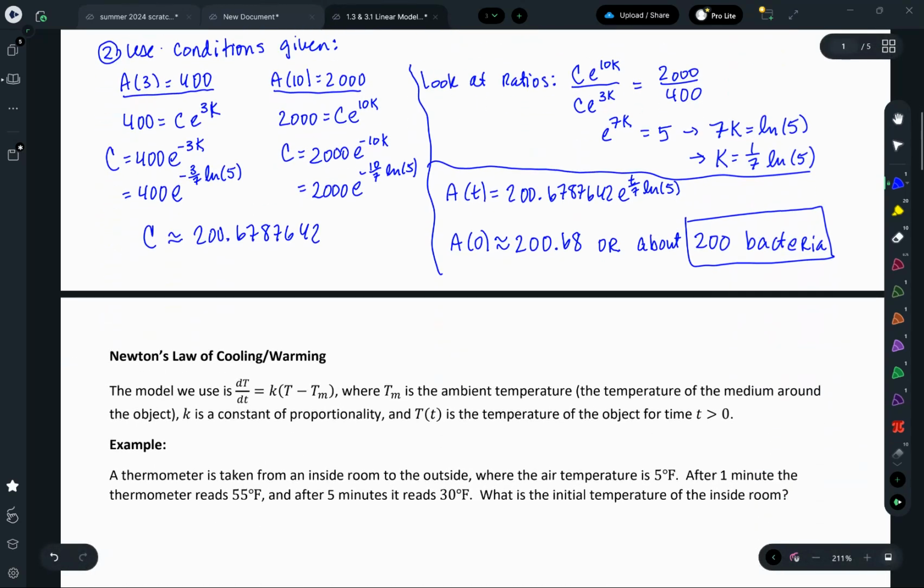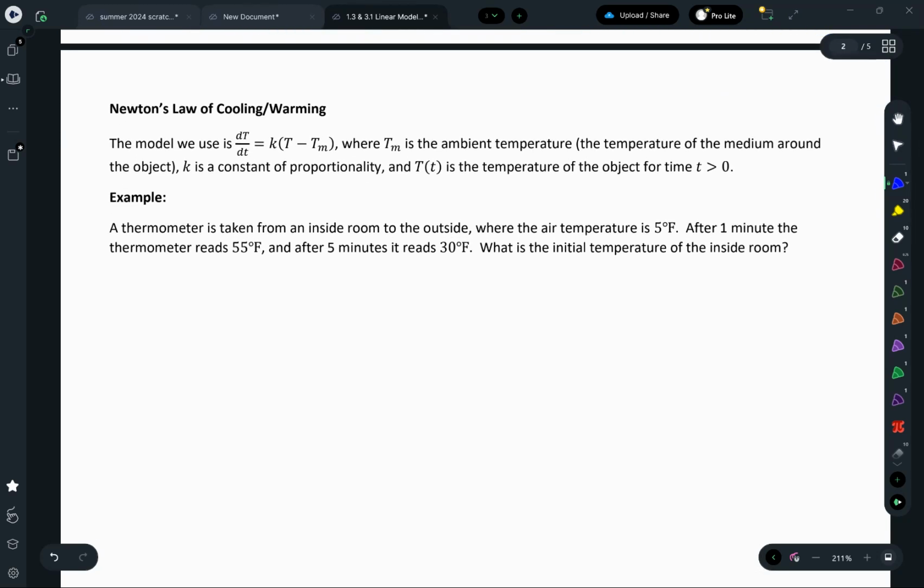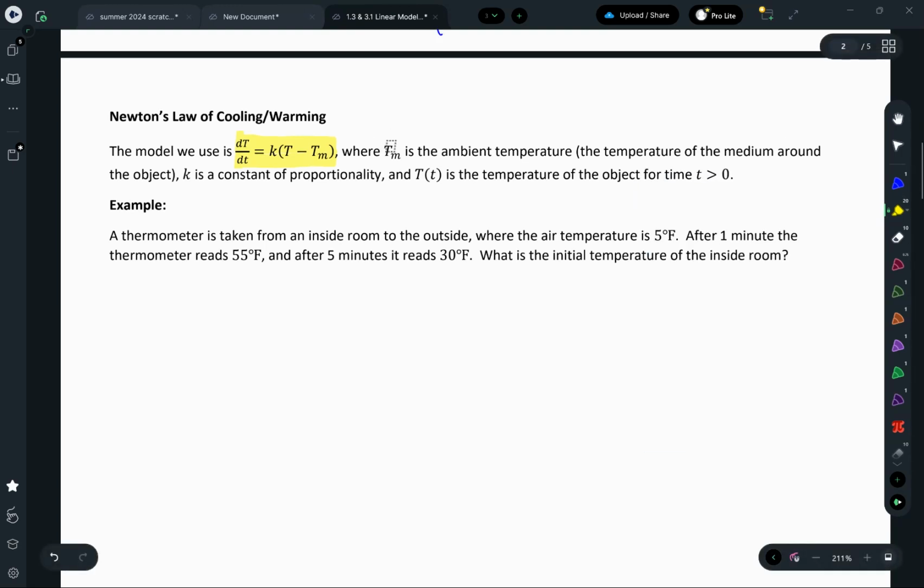All right, the next topic in this section is Newton's law of cooling and warming or heating. And the model that we use is the same whether we have a cooling situation or a warming situation. So it's dT/dt. I kind of wish we used different letters, but we don't. Big T is temperature, little t is time. They both start with a T, so we have to leave them as is. So dT/dt is k, that constant of proportionality, times the difference of T and T sub m, where T sub m is an ambient temperature.